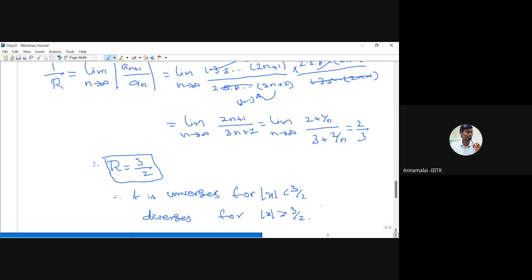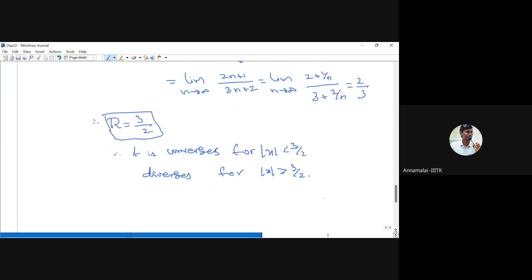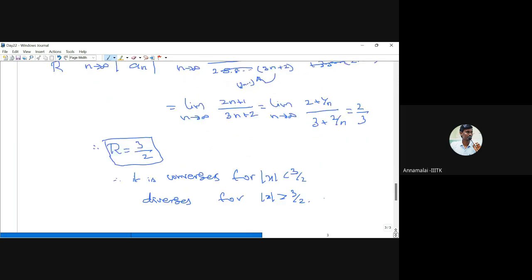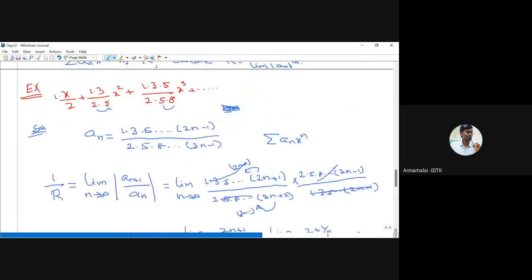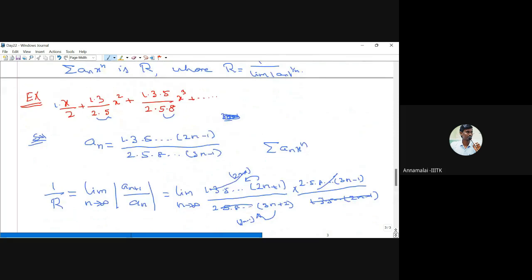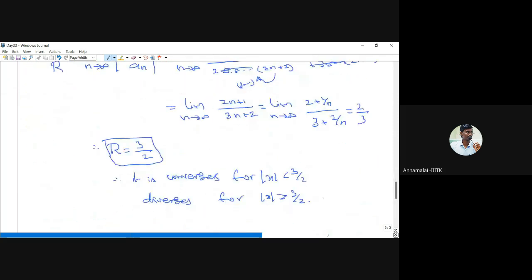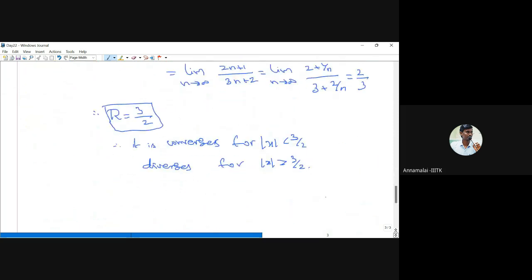Now we have to check, but in the question they ask only the radius of convergence. The radius of convergence is 3 by 2. So then you have to substitute x equal to 3 by 2 in the given series. You have to check whether the given series converges or not. Anyway, this is the radius of convergence. And the interval of convergence is open interval minus 3 by 2, comma, plus 3 by 2. This is the interval of convergence.